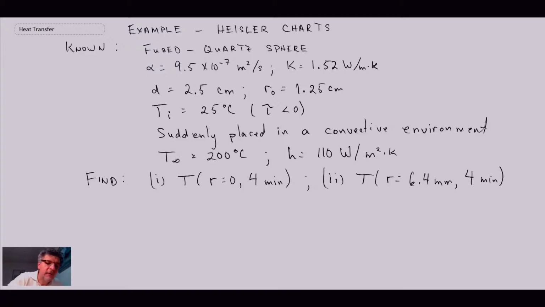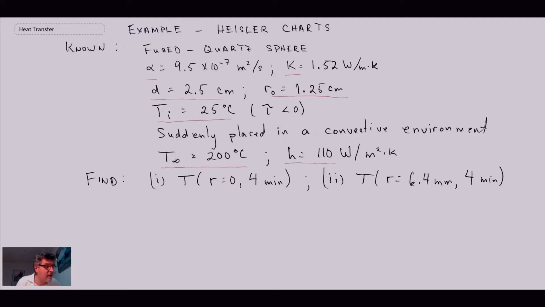Okay, so there's our problem statement, fused quartz sphere. We're given the thermal diffusivity and thermal conductivity. We're told the diameter is 2.5 centimeters, and we can get the radius from that. Initially, it's at 25 degrees C, and then it's placed in a hot convective environment, so it's going to be increasing in temperature. The convective environment is 200 degrees C and h of 110.